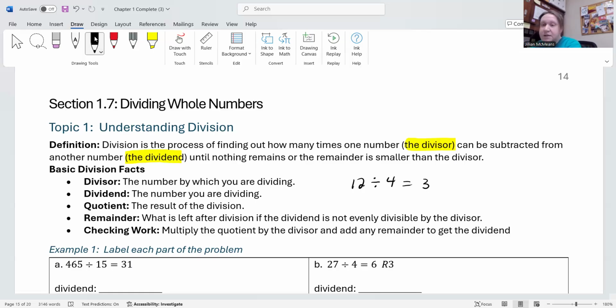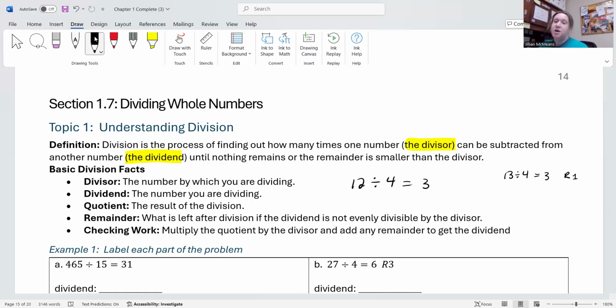And then sometimes when you do division, for example, let's say we did 13 divided by 4. Well, I know that 4 will go into 13 3 whole times. So that tells me I can get 4 groups of size 3, but I'm going to have 1 left over. So that tells me I would have a remainder of 1. The remainder is what is left after division if the dividend is not evenly divisible by the divisor.